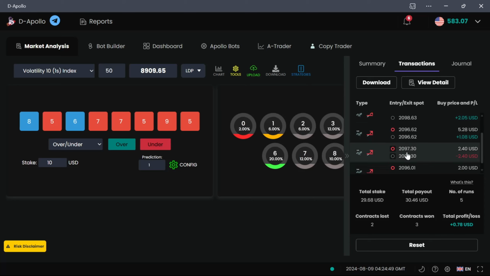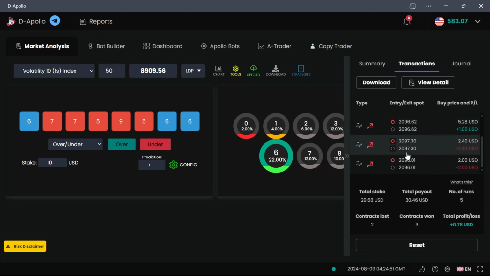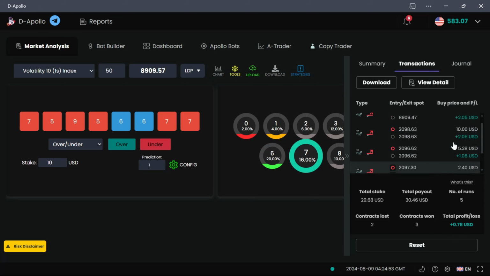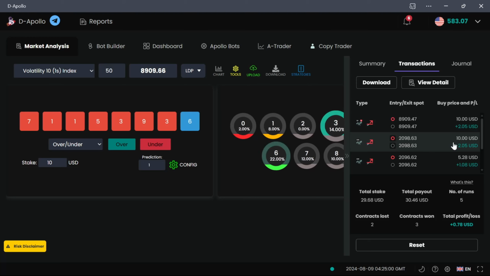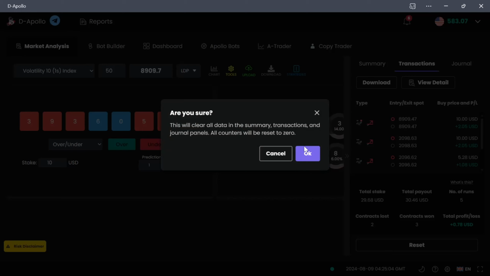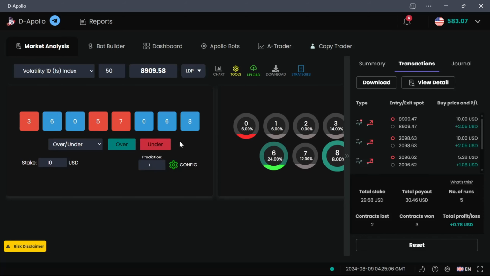Basically, the first time I came, I was losing money. Then I adjusted. You can adjust to any different market, and then you trade again. So that is basically how you can trade over.